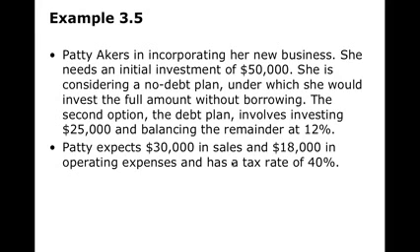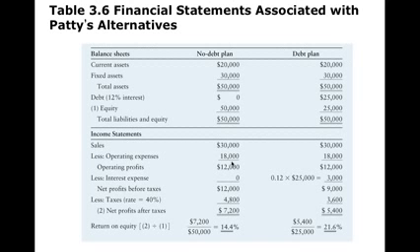So in this example, Patty has incorporated a new business. She needs an initial investment of $50,000, and she's considering a no-debt plan under which she would invest the full amount without borrowing. The second option is a debt plan, which involves investing $25,000 and borrowing the remainder at 12%. So if she expects $30,000 in sales and $18,000 operating expenses and has a tax rate of 40%, this is sort of what her plans would look like.